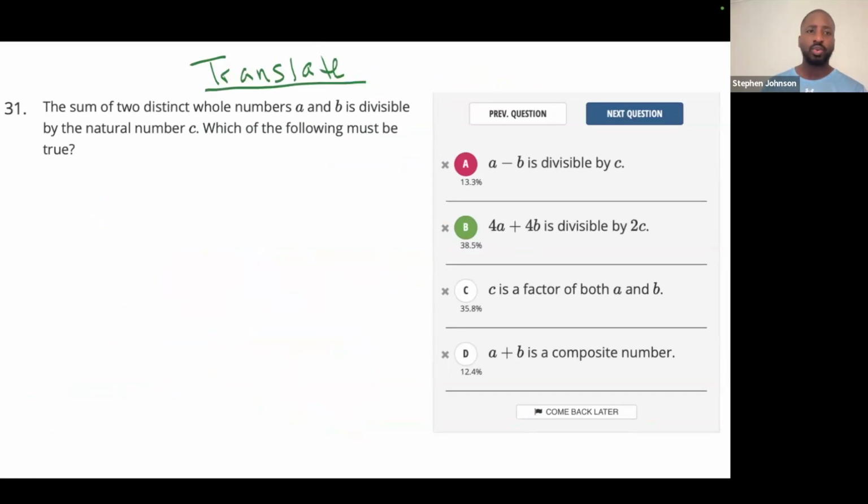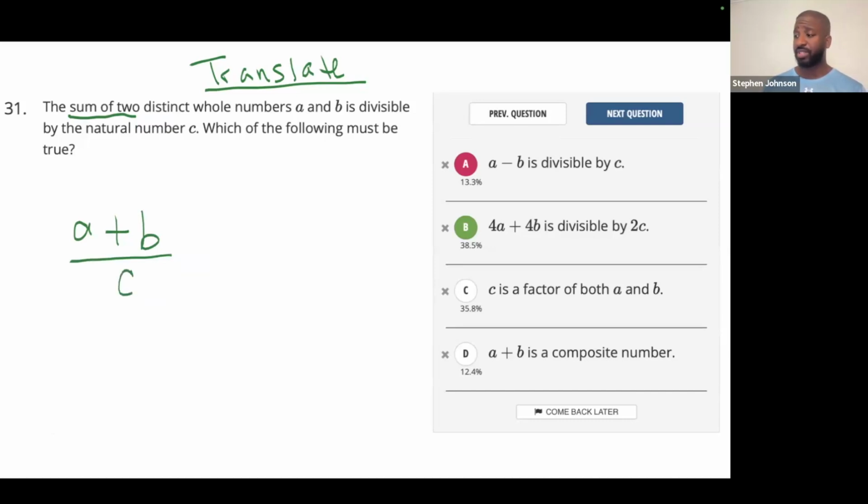We recognize these questions by realizing that the sentence you've read in English could be converted into a mathematical statement. The sum of, what does that mean? That means we're adding something. Somebody just put a plus sign. Two distinct whole numbers A and B. Okay, that means A plus B is divisible by the natural number C. That means divided by C. Which of the following must be true?